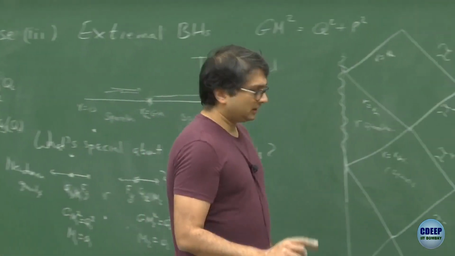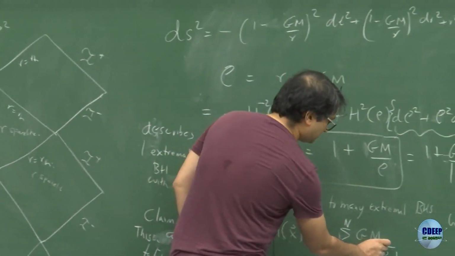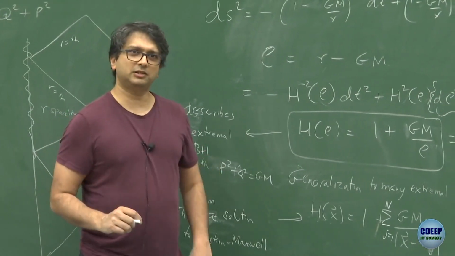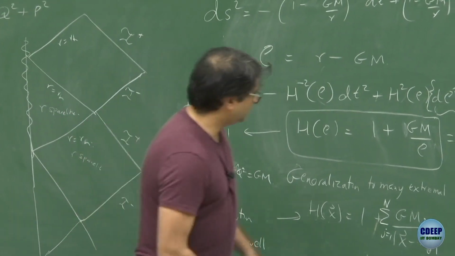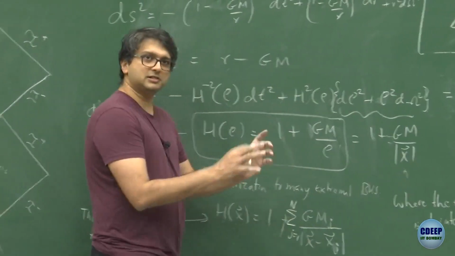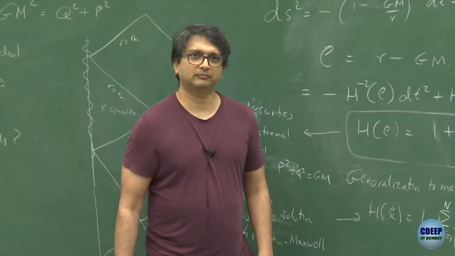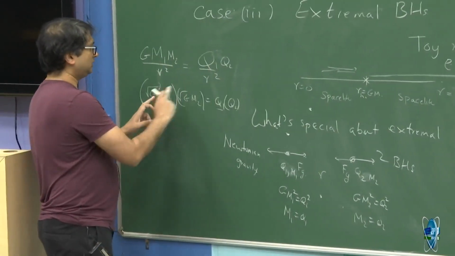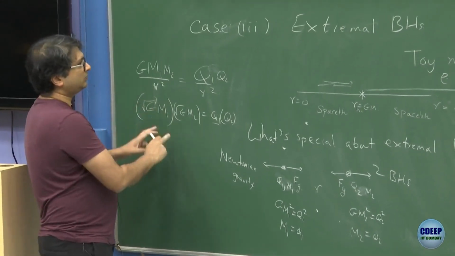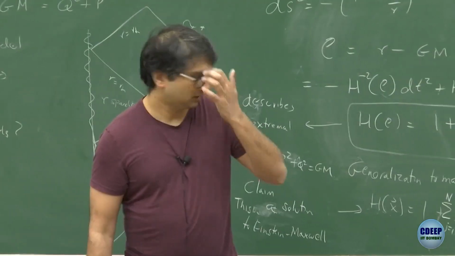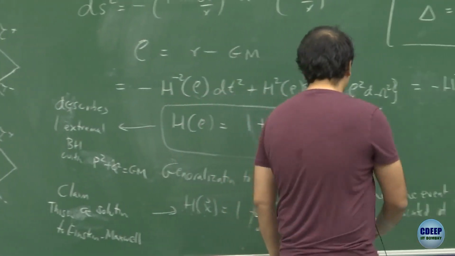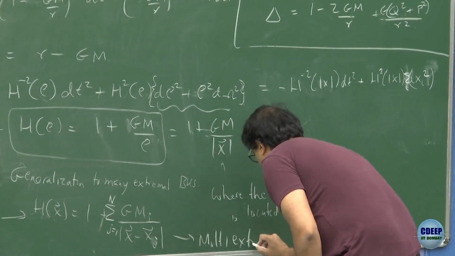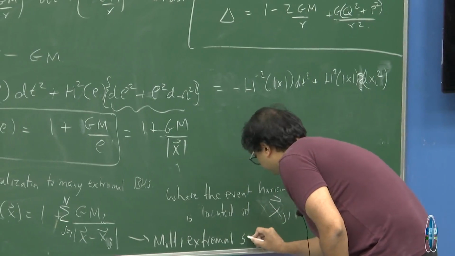I am not sure about this, but I think the mass of each extremal black hole can be different, as long as each one's mass and charge are the same. Yes, that's right. Each one can have a different mass as long as it's separately an extremal black hole, because we don't need M1 to equal M2. We just need M1 equal to Q1, up to this factor of square root of G, and M2 equal to Q2. So this is called the multi-extremal black hole metric, the multi-extremal solution.